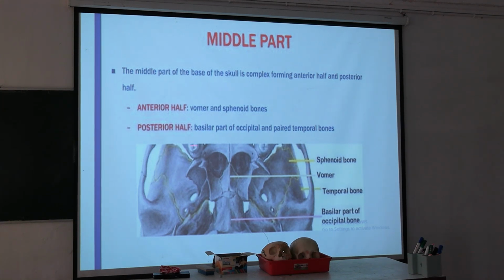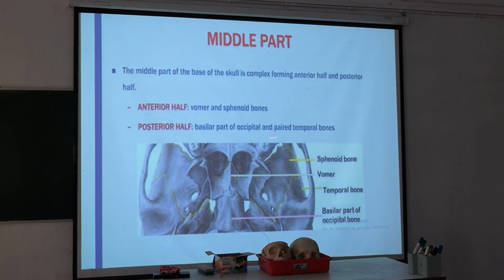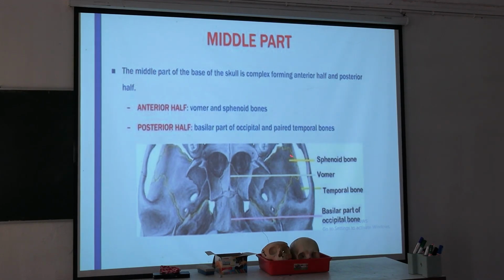And the posterior half, here this part is the posterior half. Here lies the basilar part of the occipital bone and the paired temporal bones. These are the petrous parts of the temporal bone, and other parts of the temporal bone are lying in this part.